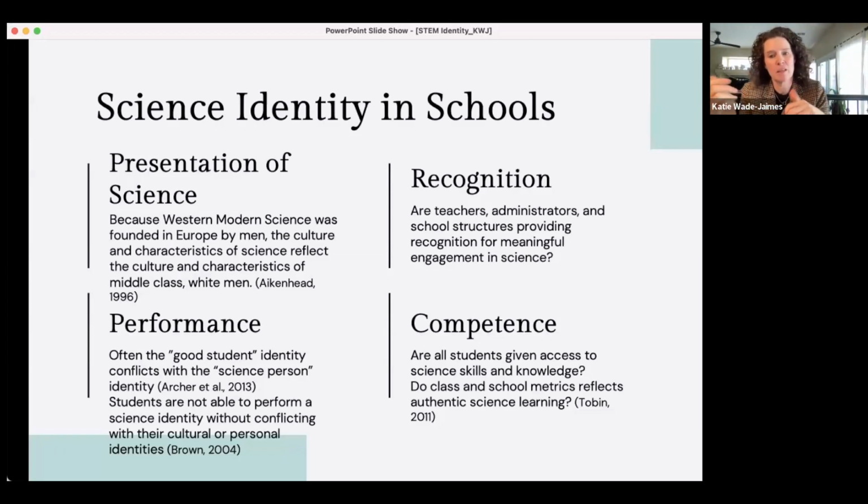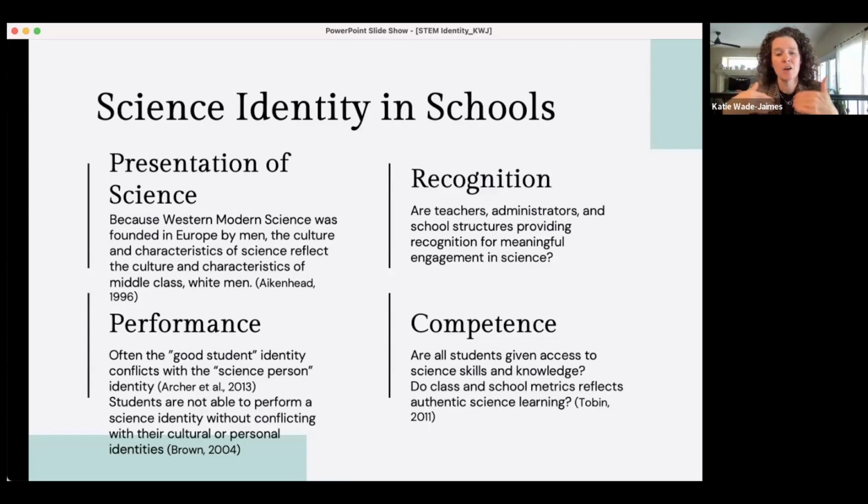We also have to think then about recognition. So, and especially for the teachers joining us today, how are we providing recognition for meaningful engagement in science? Oftentimes when we go into a classroom, we see a lot of recognition for being a good student, right? So thank you for being prepared. Thank you for doing your homework. We provide a lot of recognition around that. How do we provide recognition for meaningful engagement in science? Thank you for asking so many amazing questions. Thank you for trying over and over, even when things weren't going right, things like that.